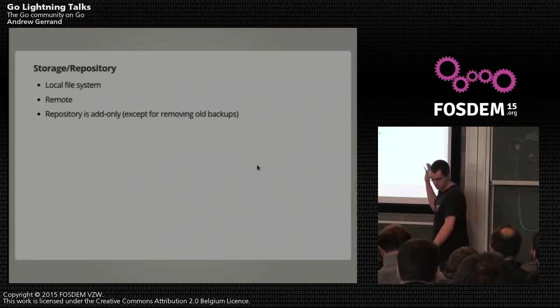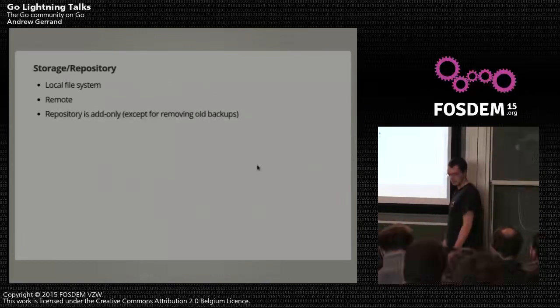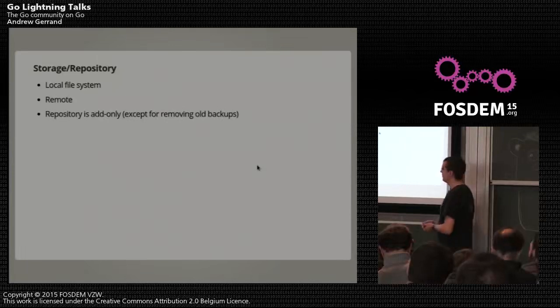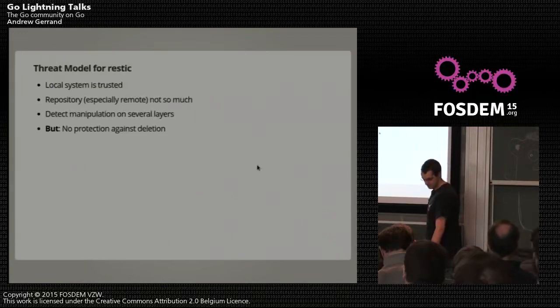For the storage or the repository, at the moment implemented are local file system and remote. And remote in this case means SFTP. You don't need a shell on the other end, but you have to have SFTP access over there. And the repository in my design is add-only, except when you purge old backups. So this is no problem when you have, for example, several servers pushing into the same repository at the same time. You don't get the optimal deduplication, but that's not necessary. But nothing breaks if that happens.